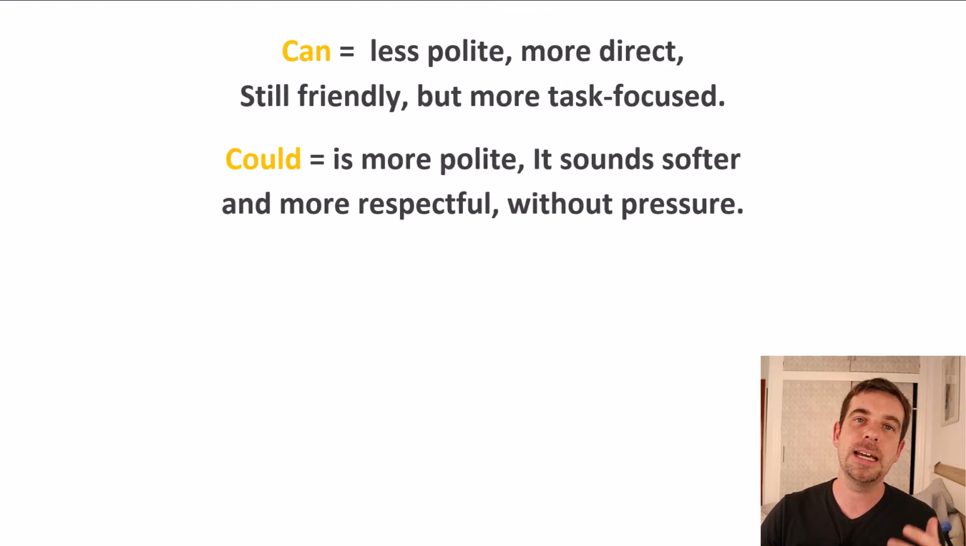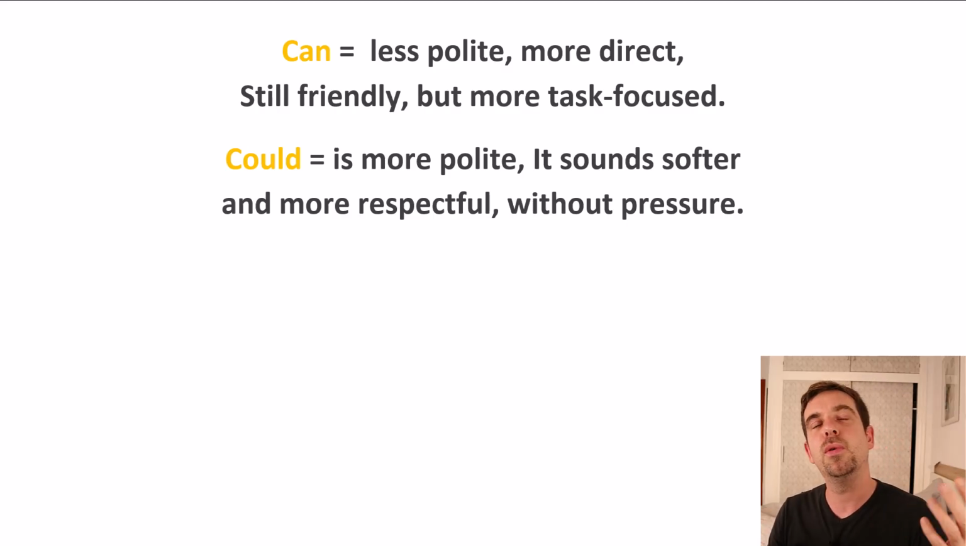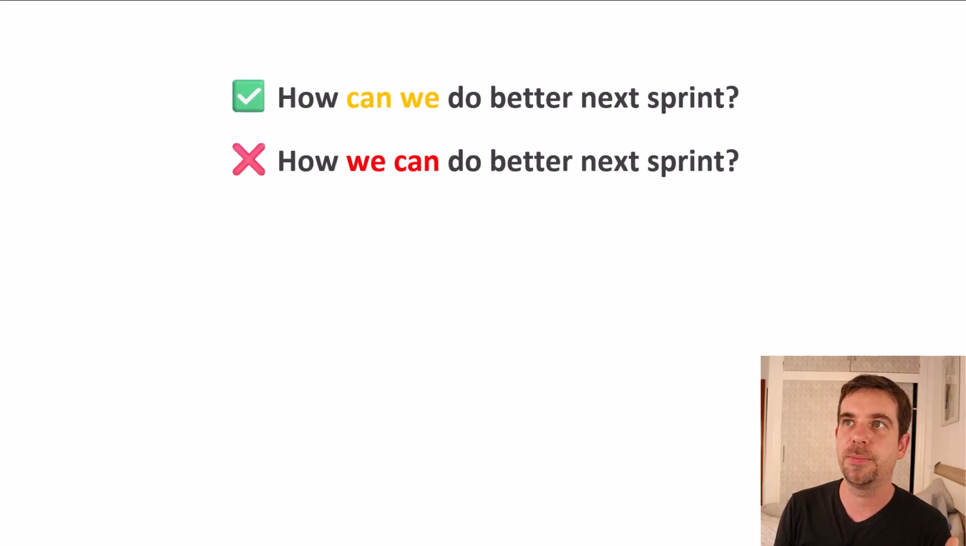Now, with can and could, they're very similar, but can is a little bit less polite, more direct. It's still friendly, it's not rude, but it's more task focused. Could is a little bit more polite, but maybe a bit like less pressure, like sounds softer and more respectful. What could we improve? What can we improve? You hear the tone in my voice.